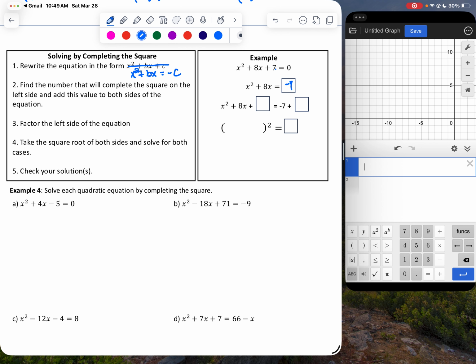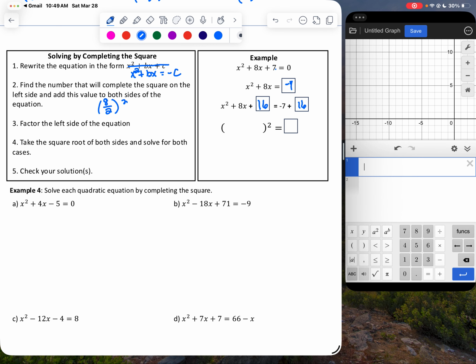All right. Step 2, find the number that will complete the square and add this number to both sides of the equation. So our middle number is 8. We want to divide that by 2 and square it. So 8 divided by 2 is 4, and 4 squared is 16. So I'm going to add that number to the left side and add that number to the right side.